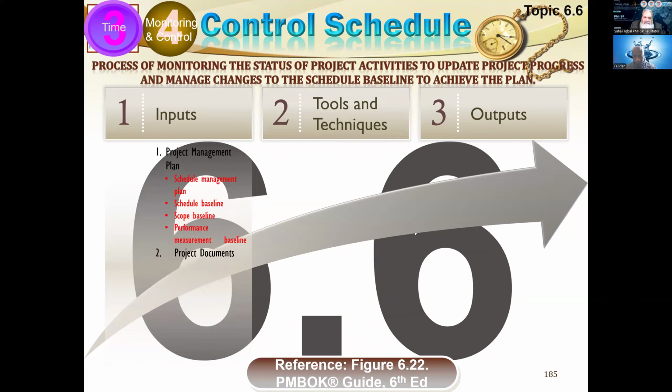Performance measurement baseline means that it also includes the cost baseline in it. Performance measurement baseline is the collective baseline of scope, schedule, and cost. Project documents we require for the control purposes: lessons learned registers are required. Project calendars, which we created earlier, they are required. Project schedule, the models we created earlier, we require them. Resource calendars are required. Scheduling data, which I said is a database in which they are lying, so we need to have access to that.